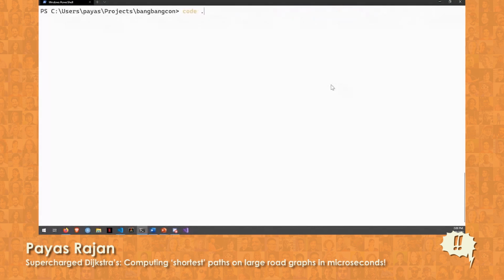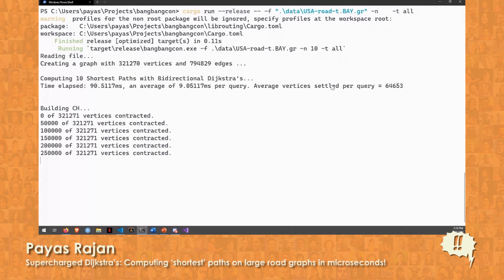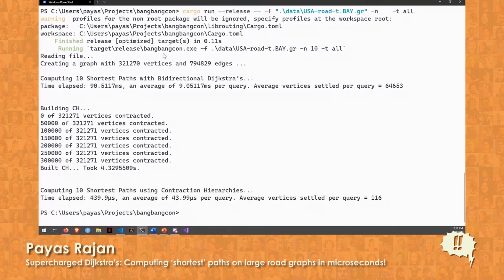And I'll switch this again. Contracting, contracting, contracting, and here. So we ran the bidirectional Dijkstras again, and we are just doing it for 10 shortest paths. We got a latency of 9 milliseconds per query, whereas using contraction hierarchies, we are able to reduce it down to 43 microseconds. And the reason we are able to get this is because we have drastically reduced the search space for the bidirectional Dijkstras that runs in the query phase of the algorithm.